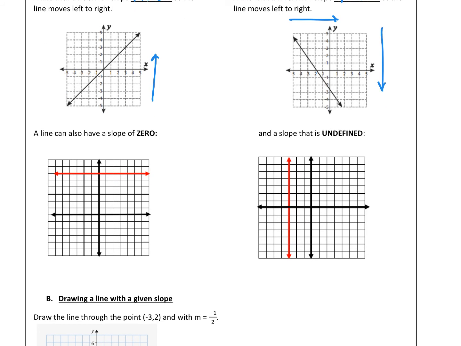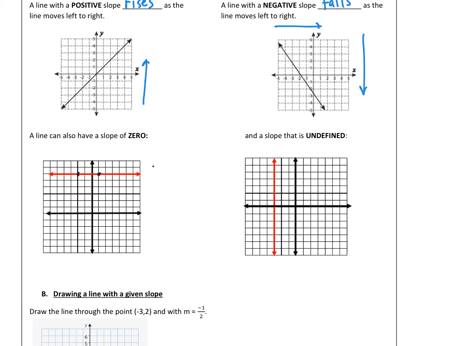So if I was to take a look at this line here, for example, and pick 2 points on the line, and I went to do my rise and my run, well, what you can see there is that my rise would be 0 and my run would be 3. Well, 0 divided by 3 is 0. So when you have a horizontal line, okay, a horizontal line has a slope of 0, always, because of that.